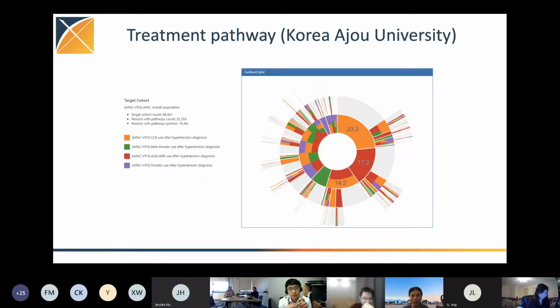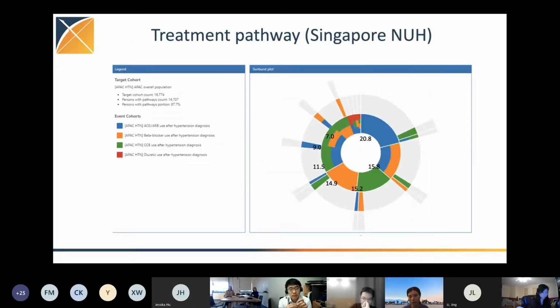And then when you look at Korea, let's see, so the orange and the red one is the most common one, like calcium channel blocker and ACE and ARBs are the most common one. And it looks like a different pattern, just by first impression. It's very different pattern compared to the Australian database.